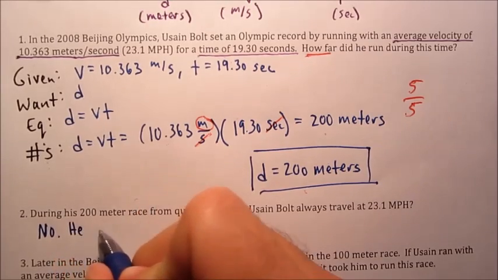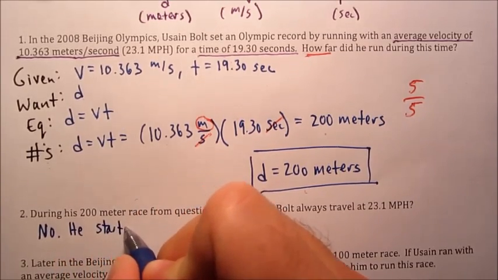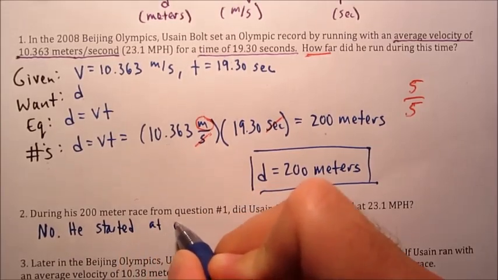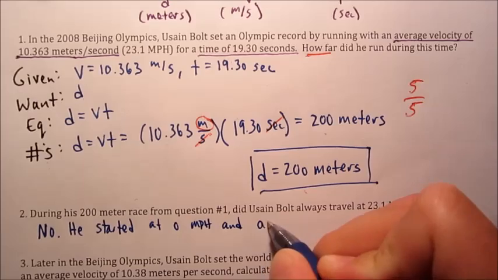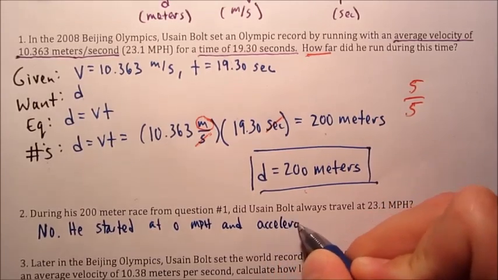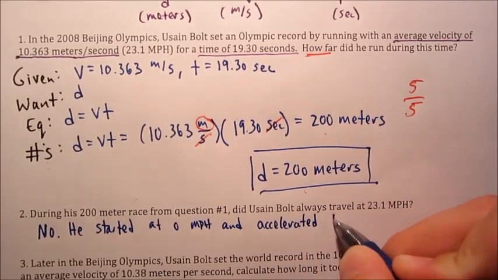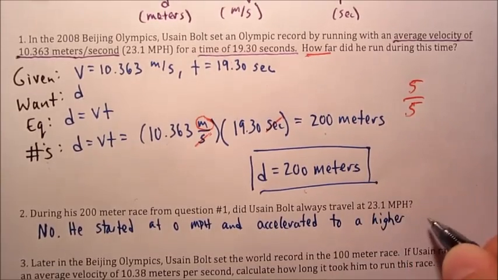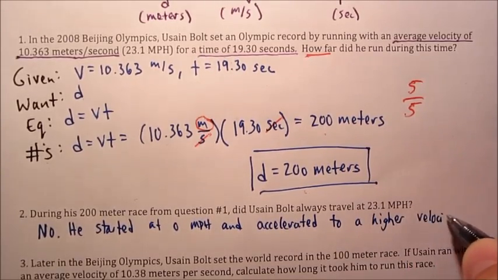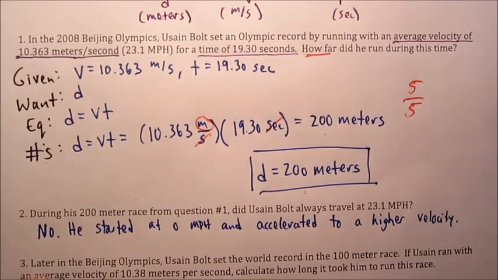So I'm going to say no. He started at 0 miles per hour and accelerated to a higher speed or higher velocity. So we say our answer, no, and then we explain why, and then we go 2 for 2. If you would have just put no, you'd be 1 for 2. And if you left it blank, you'd be 0 for 2.